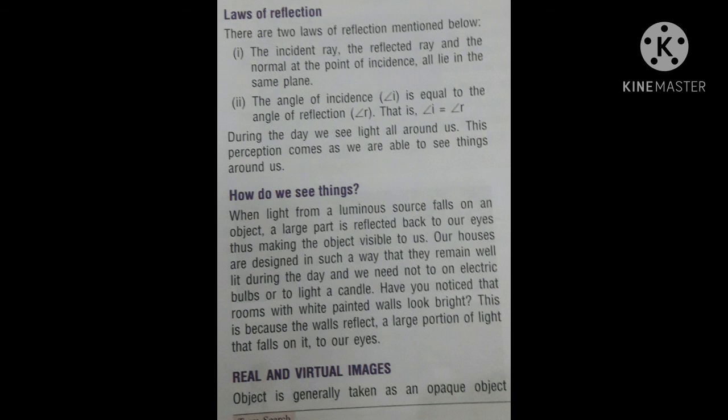During the day we see light all around us. This perception comes as we are able to see things around us. How do we see things? When light from a luminous source, which is producing light, falls on an object, a large part is reflected back to our eyes, thus making the object visible to us. It means when the reflected light reaches our eye, then we are able to see the object.